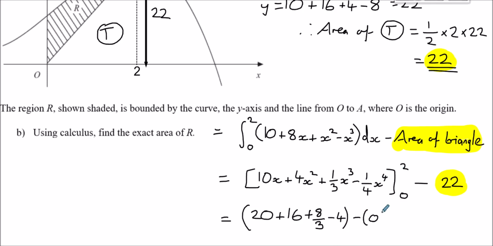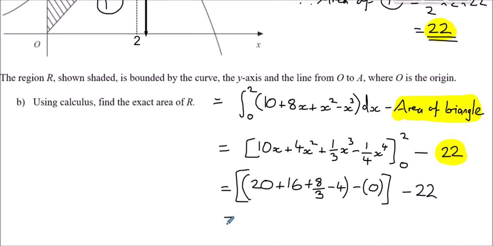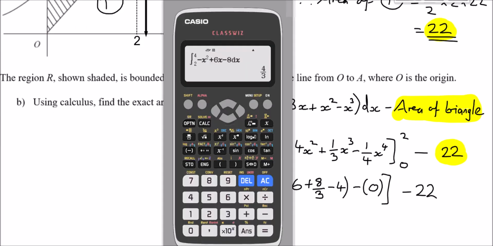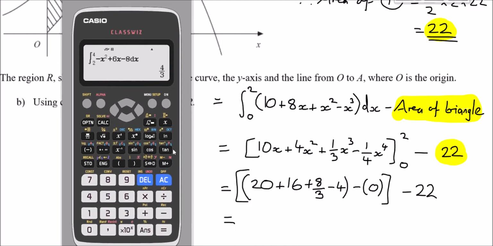Minus nothing if you really want to, which just gives you nothing. Then minus 22. So now we can work out what this is. I'd play this safe and use a calculator. In fact, use a calculator all the time. Why not? I'm just doing this to be ever so slightly quicker.